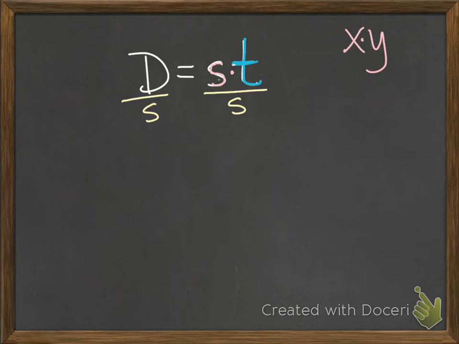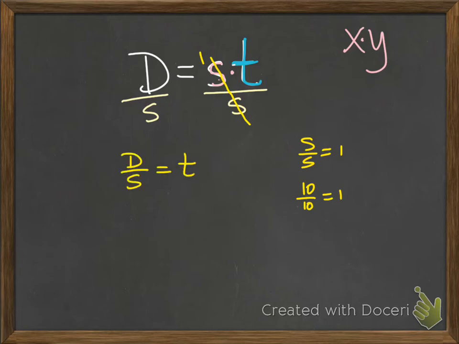Okay, so on the right side then, s divided by s is just a 1, right? s divided by s equals 1. That's kind of an identity property, I think is what it's called. Like 10 divided by 10 is 1. Anything divided by itself is just 1. So s divided by s cancels out, makes a 1. Well, we don't have to write 1 times t, it's just t. So now we have d over s on one side and we have t on the other. Now t is by itself, so we just plug in the numbers that we know.